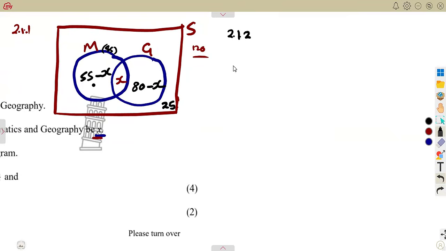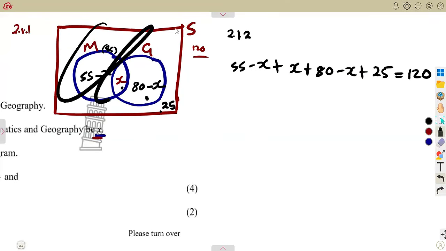From the maths only, 55 minus X, plus those who are taking both, plus this one for geography only, plus the 25 who do not take any of the subjects. It must give us 120. That's for the people that we have in grade 10. It's possible that some learners don't take these subjects. So that is what is happening in that case.